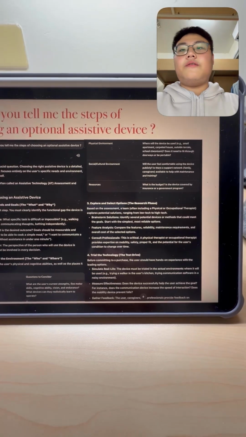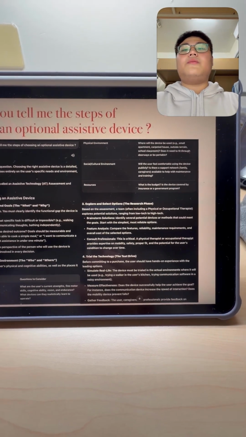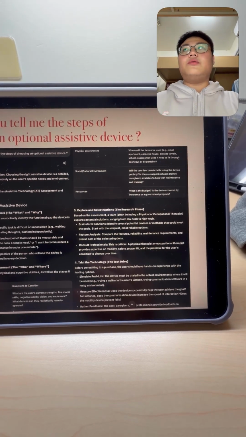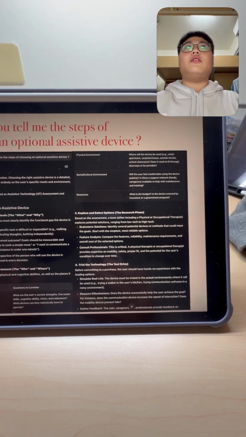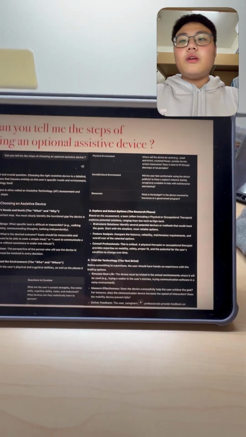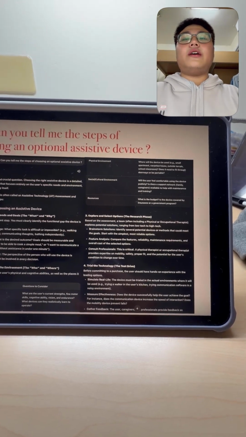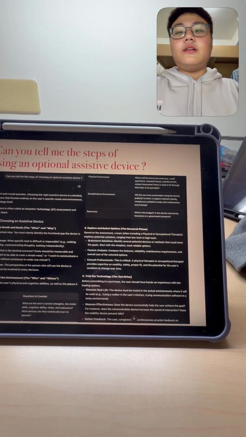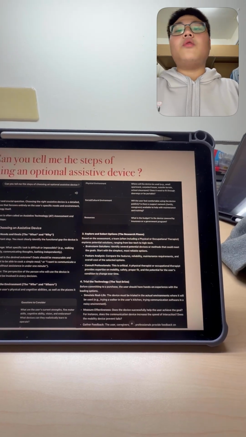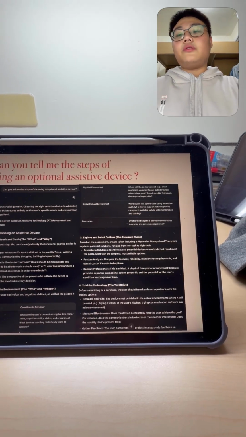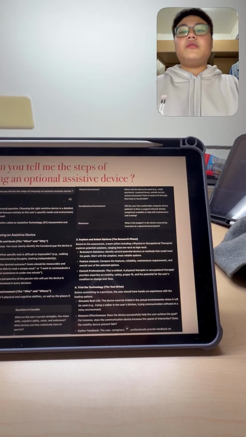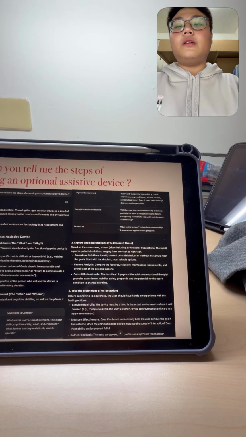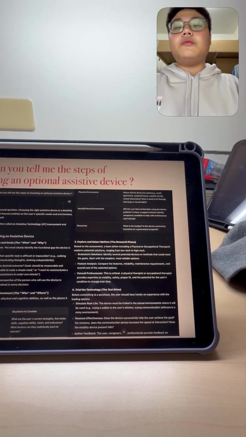The first step is to define the user's needs and goals. It mostly focuses on what the user needs and why he or she needs these devices. This is the most important step. You must clearly identify the functional gap the device is meant to fill. The second step is to assess the user and the environment, like who would use these devices and where he or she can use them. The device must match the user's physical and cognitive abilities, as well as the places where it will be used.